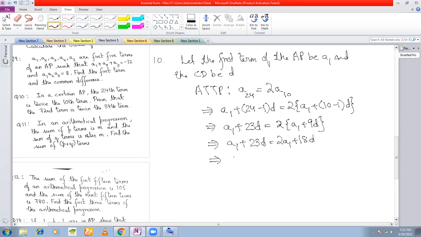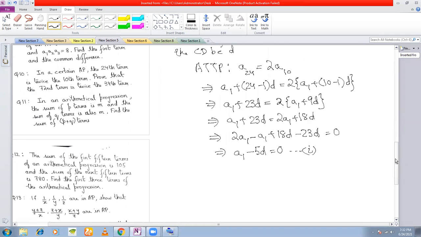That means here you take everything on one side to get an equation in A1 and D. So twice A1 minus A1 plus 18D minus 23D is equal to 0. You get A1 and this is I think minus 5D is equal to 0. Okay. Let us call this equation number 1. Right? So we've got an equation in A1 and D. Now the question is, prove that the 72nd term is twice the 34th term.